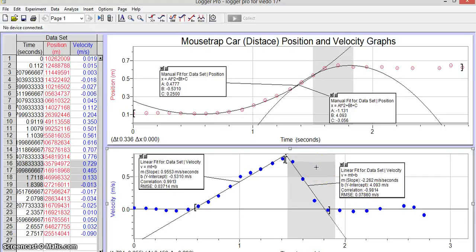which means that because the velocity and the slope of velocity, which is again acceleration, are different signs, the car must have been slowing down. So that was how I knew that my car first was speeding up and then it was slowing down.